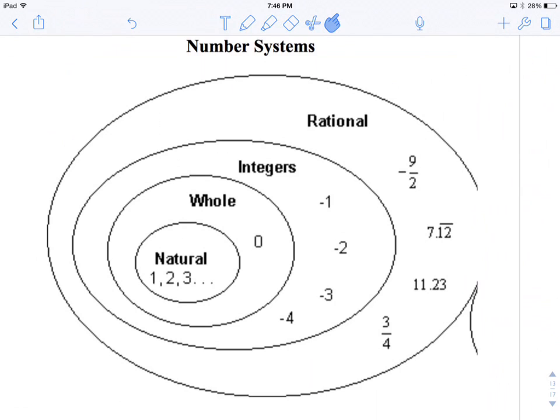The rational numbers are any numbers that can be written as a fraction. So 9 halves, negative 9 halves, that's a fraction. Doesn't matter if it's positive or negative. 7.12 repeating, that can be turned into a fraction. 11.23, that can be turned into a fraction, and 3/4 is already a fraction. So it has all of the integers, all the whole numbers, all the natural numbers included. Now, there's one more that we'll talk about, but we'll get to that one last.